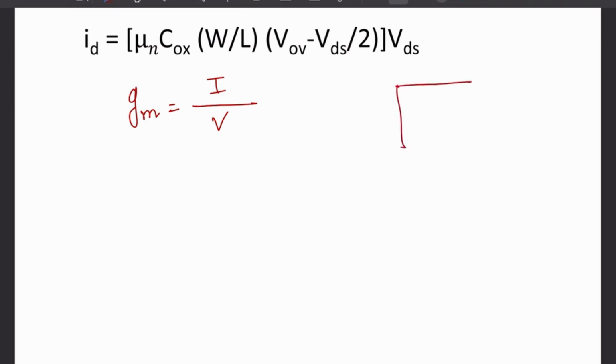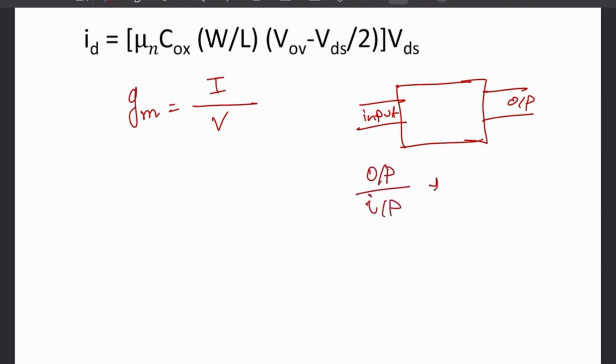So now this will be the input, this will be the output, right? So transconductance means the transfer of conductance. Okay, that means output by input is the trans, right? And here we need to write down conductance. Conductance will be the output current divided by input voltage, as we need to calculate transconductance. Okay, so then it will be IDS divided by VGS.